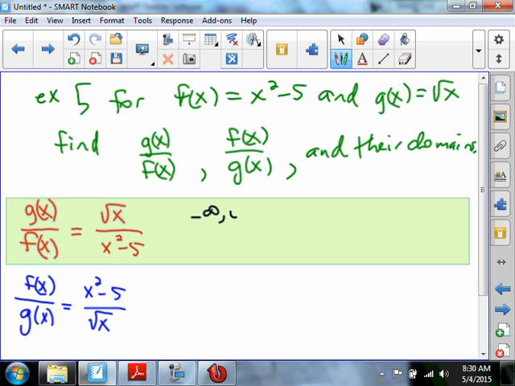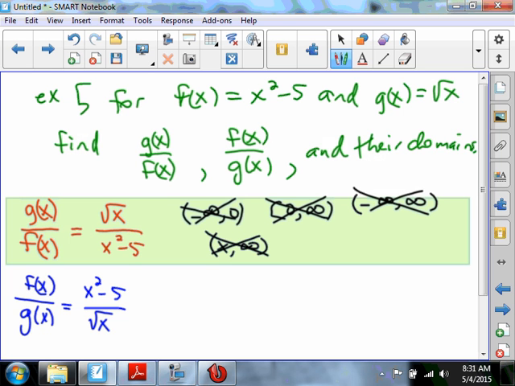Negative infinity to 0, it's not that. It can't be 0 to infinity because I already would have told you, so it's not that. Infinity to negative infinity can't be that. It's x to infinity? That doesn't make much sense, but no, it's not that.